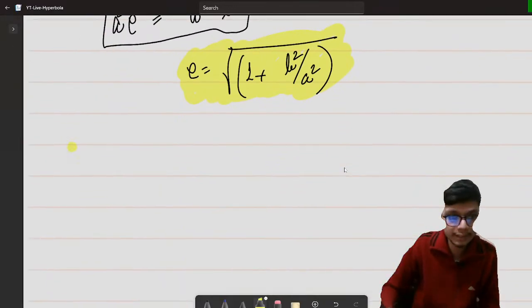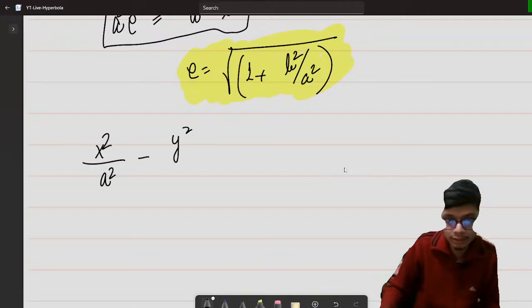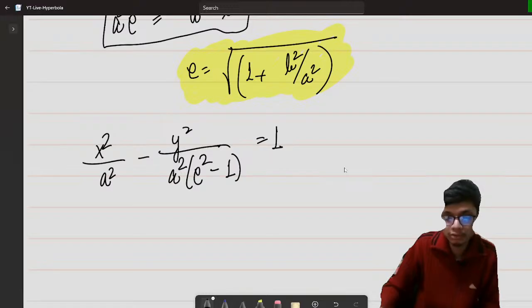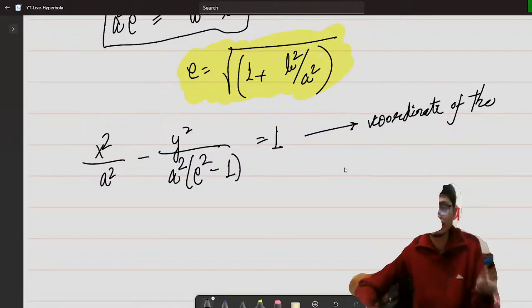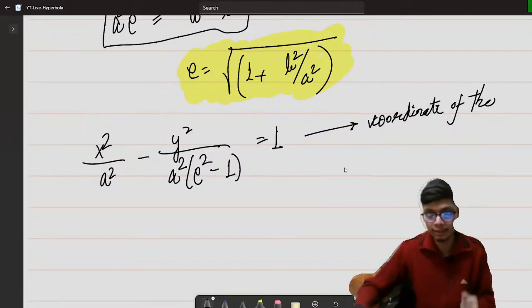We can now write the standard equation of the hyperbola as x square by a square minus y square by, now instead of b square I'm writing a square times e square minus 1, and this is also equal to 1. So this is also another way to write b square, right? And from here we can also get the coordinates of my focus, because the focus was defined as plus minus c comma 0, right?